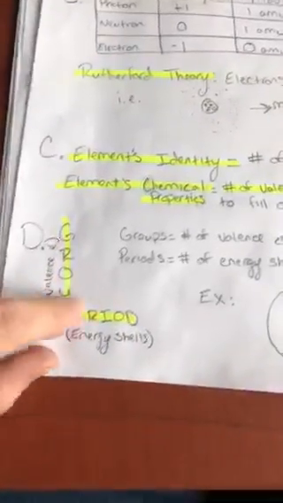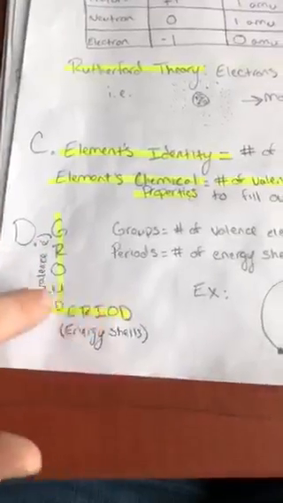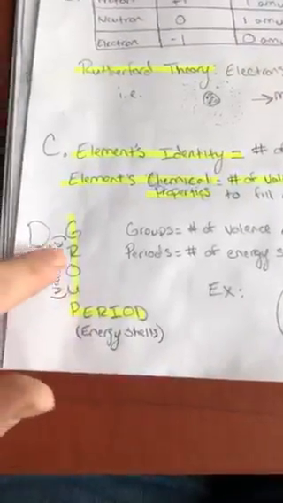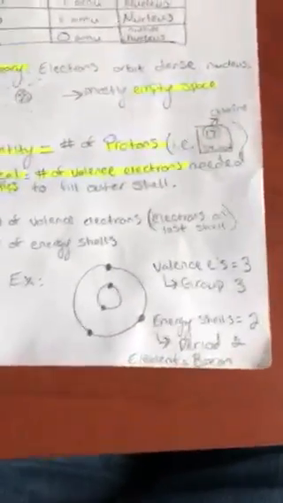The next piece, part D, is just a reminder that groups go up and down and periods go left to right. This is so easy to forget. So we use this visual group period to remember that groups are vertical, periods are horizontal, and the periods tell us our energy shells while the groups tell us our valence electrons. Okay, that's just an example here.